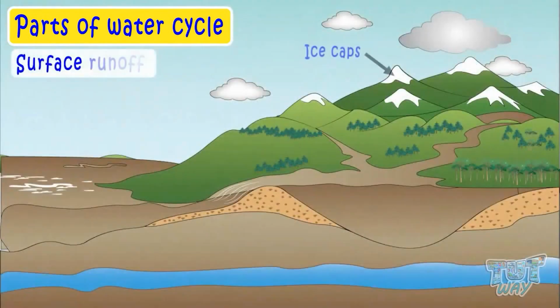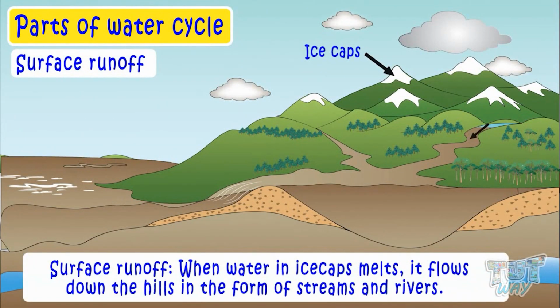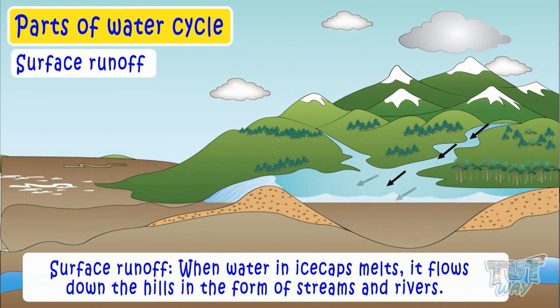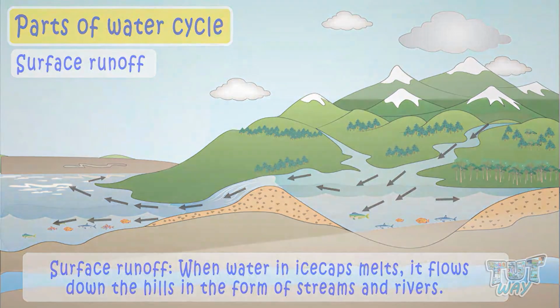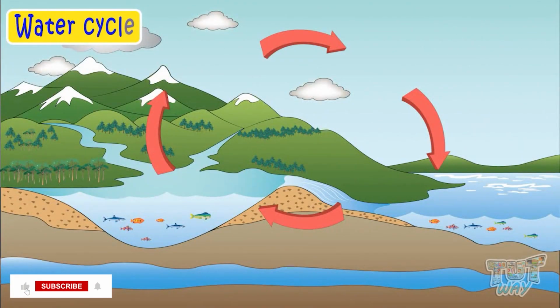Surface runoff. When water in ice caps melts, it flows down the hills in the form of streams and rivers. It is called surface runoff. Now we know all the parts of the water cycle. We will learn what a water cycle is in detail in our next assignment.